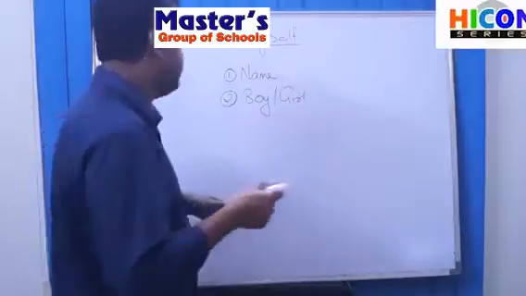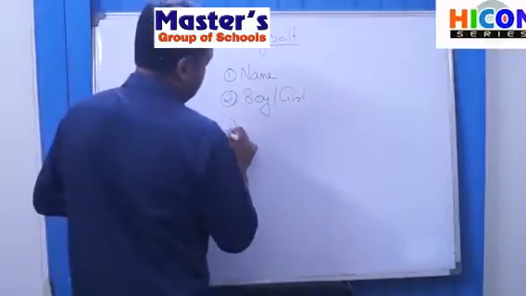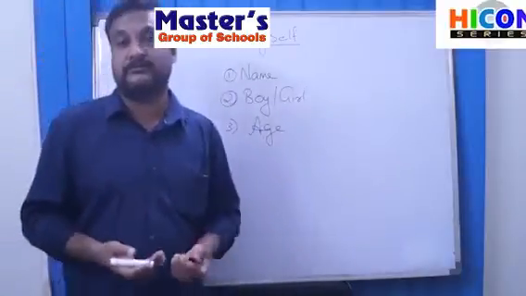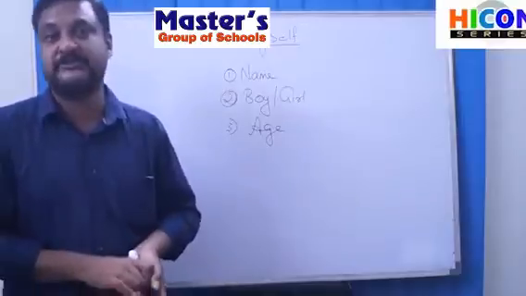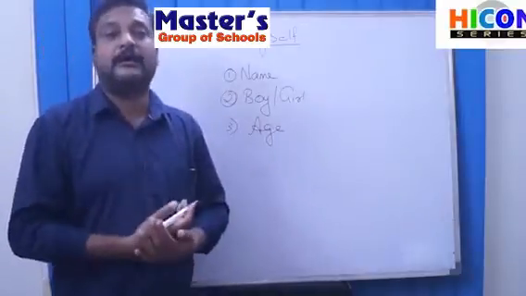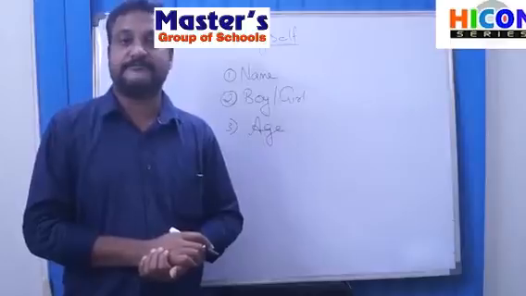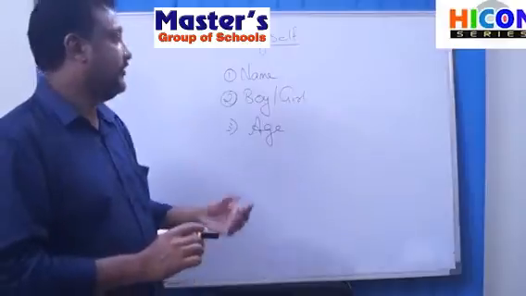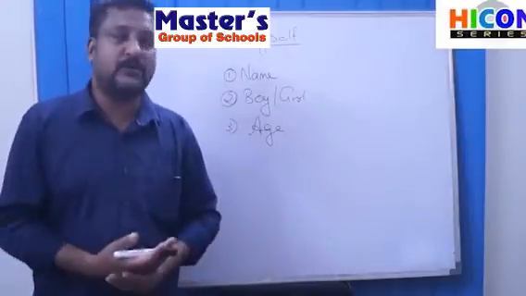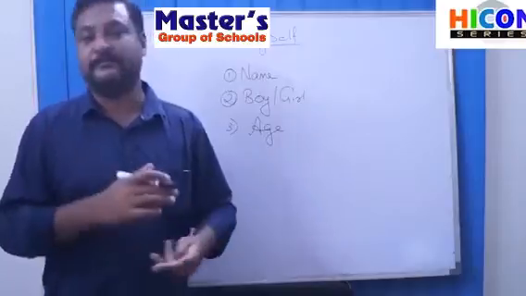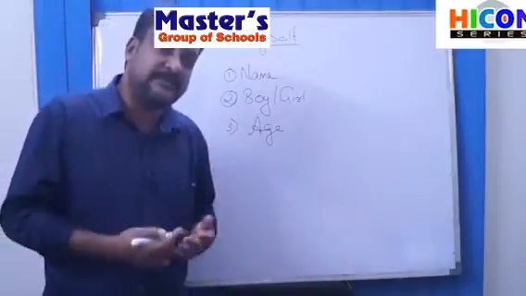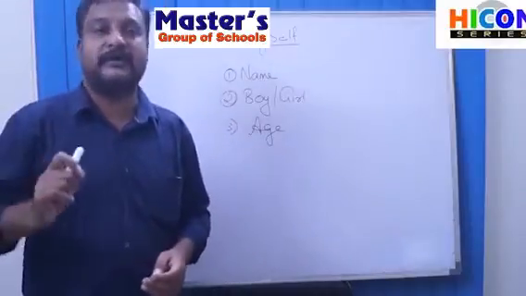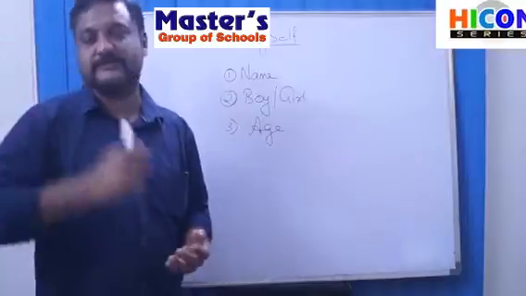The third thing was your age. Now you have grown much more than what you were last year. So we should say, I am 6 years old or I am 7 years old. It depends. How should we express our age? We should express our age like, I am dash years old. I am 6 years old. I am 7 years old.